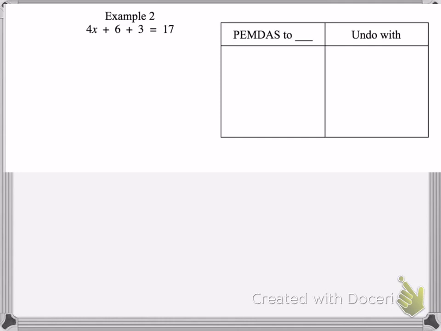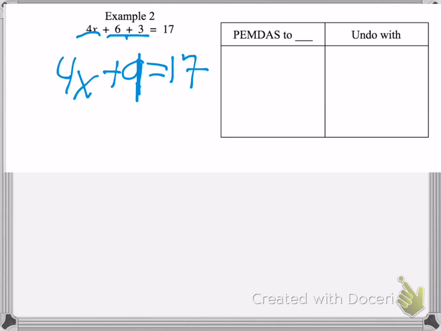Number 2, combine like terms first. So we've got a 4x. I'm going to leave that alone. I don't see any other x's. Got 6 and 3. So, 6 and 3 is 9. Good. Okay, 4x plus 9 equals 17. So it looks like we're going to have a 2-step. So order of operations to our variable x.